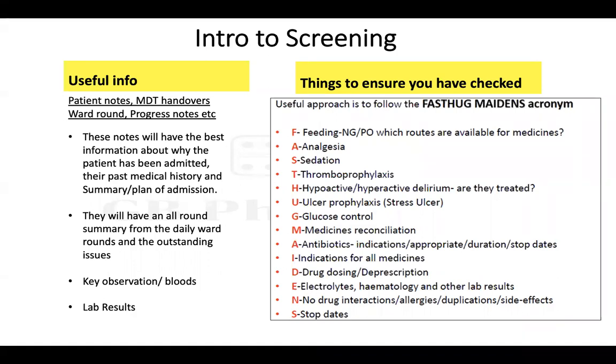These should be our bread and butter, just acknowledging that when we're starting something, we ask what are they on? Will it interact? Will it increase one? Will it decrease the other, etc. And finally, stop dates. If they're on fluid offloading, make sure the diuretic has a stop date, and antibiotics have a stop date, and monitor all that. So that's basically a very quick, brief run through of everything I would go through on a drug chart.